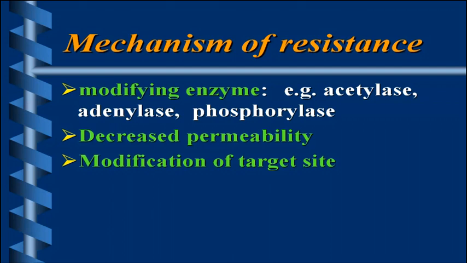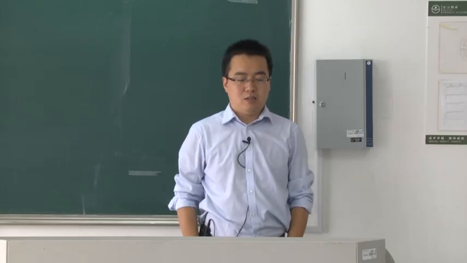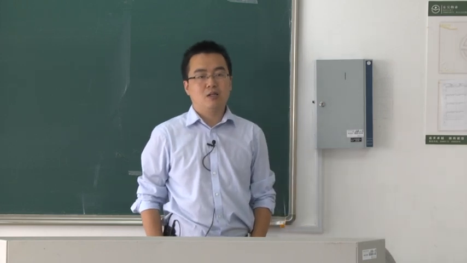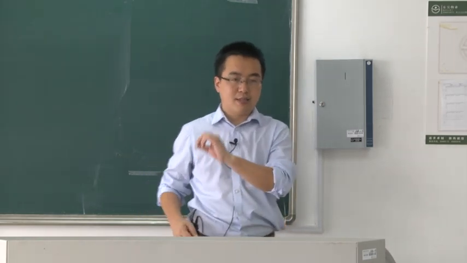And what is the mechanism of resistance? What is the mechanism of resistance to the aminoglycoside? The main mechanism of resistance to aminoglycoside is that some bacteria can produce modifying enzymes. What enzymes could the bacteria produce? Acetylase, adenylylase, and phosphorylase. And we will discuss them in the next slide.